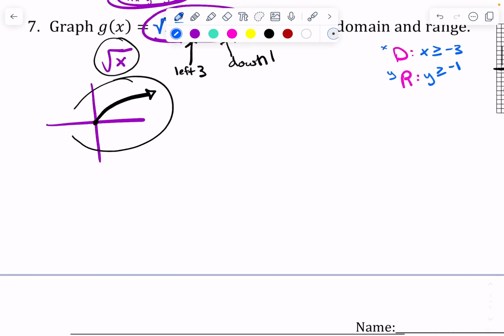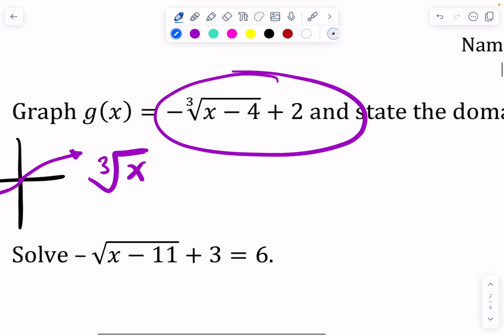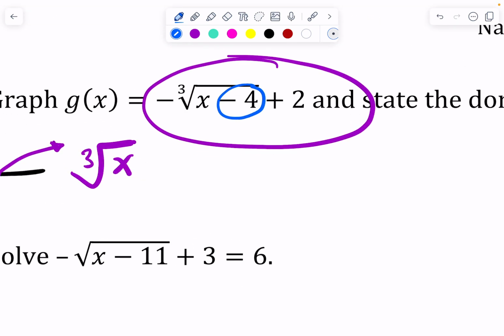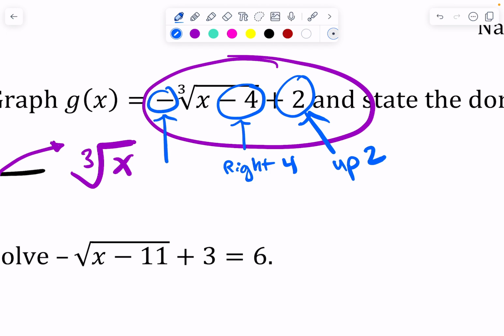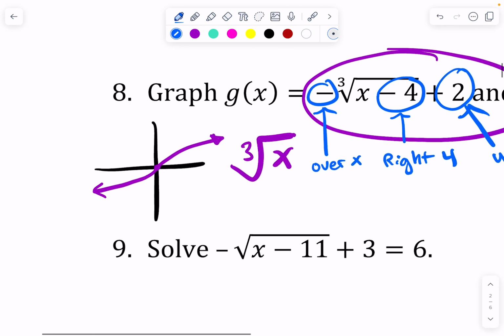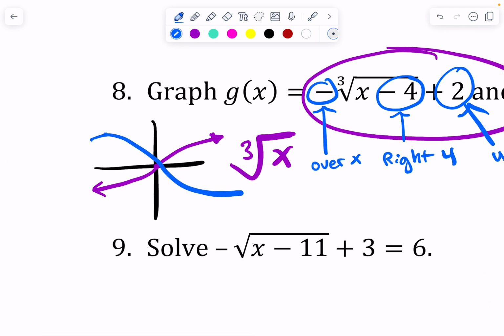Now, a little bit different for a cubic root function. First things first, this -4 is moving him to the right 4, because minus means right. +2 is moving him up 2. And then we've got one more little thing here. This is flipping him over the x. So it's like flipping him in this direction now instead.